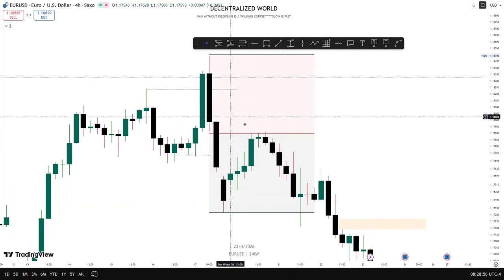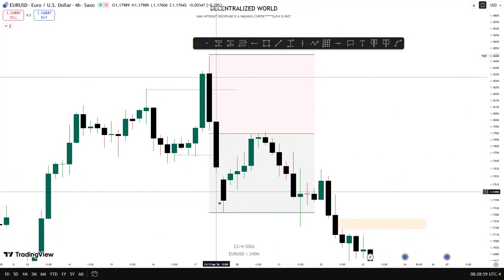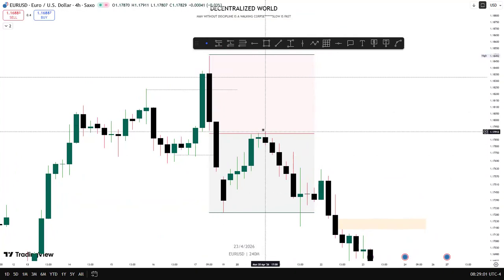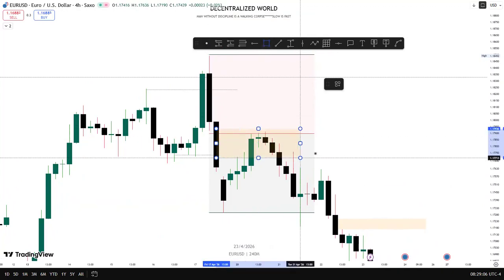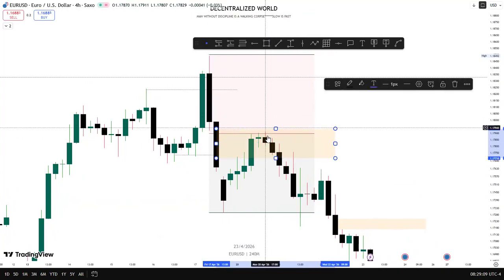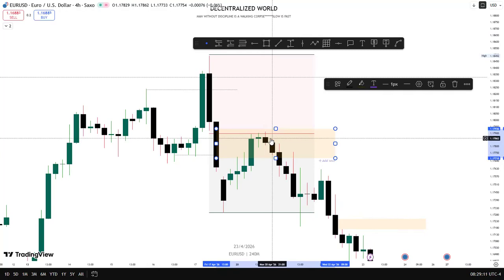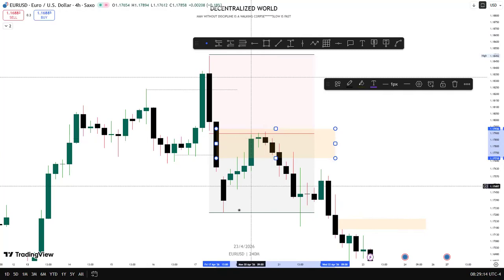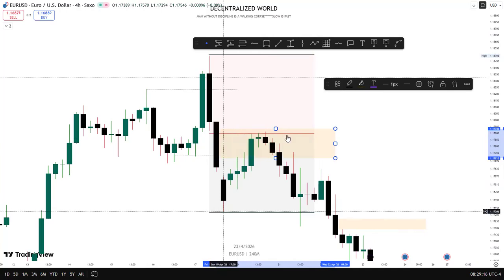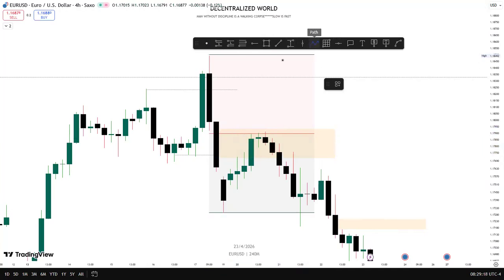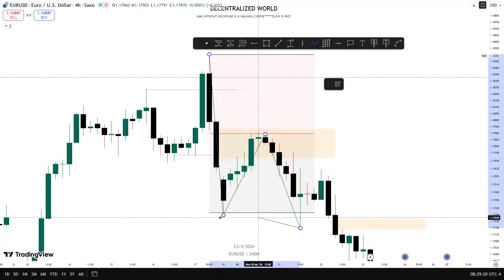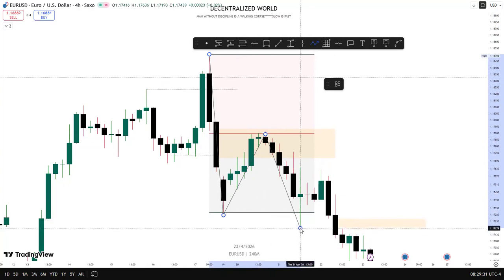So price took out this price, created a price leg, and then returned to the 50%, which was the internal range liquidity. If this point was the internal range liquidity, what will be the next target? External, which was this low here. A high, a low, and then price returned to the 50%, then dropped and took out this low.